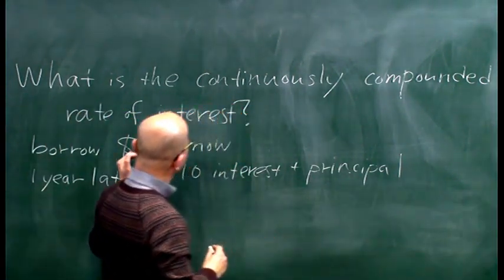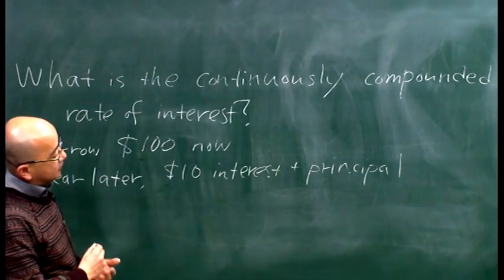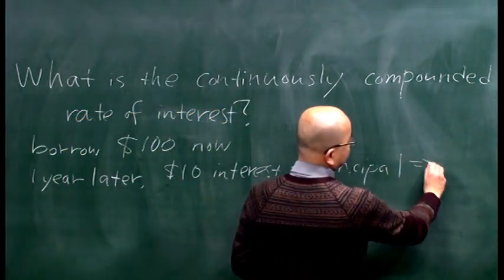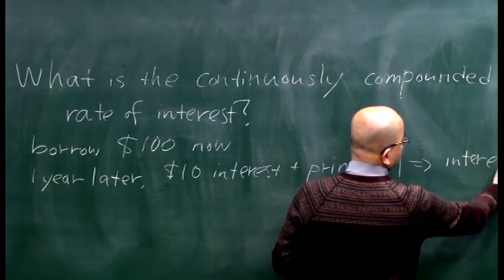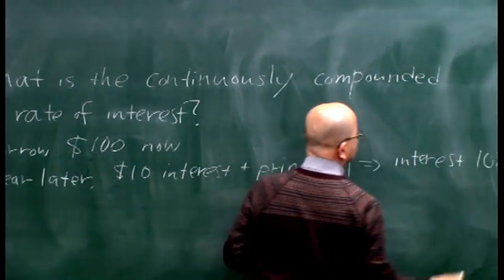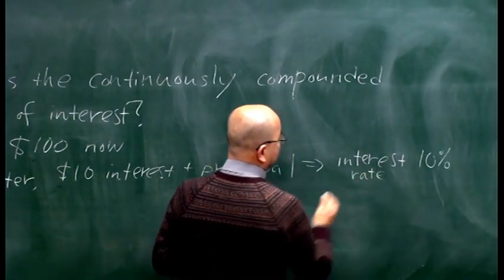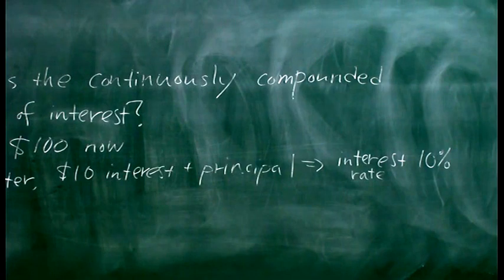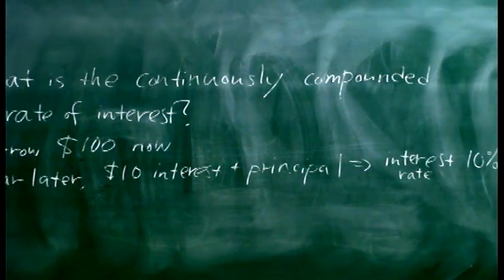So $100 becomes $100 plus 10, which is 110, so the interest rate would be 10%. This is the simplest situation. Let's change the example slightly. Here, instead of paying $10 interest 1 year later, what if you pay interest 2 times and each time you pay $5 interest? Let's call this first situation.